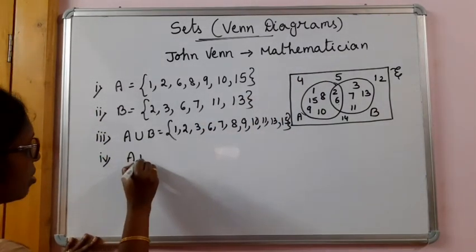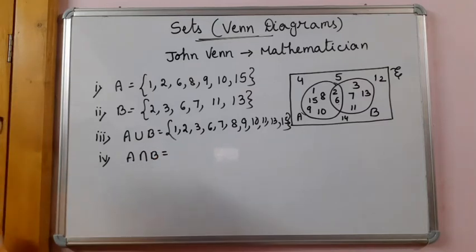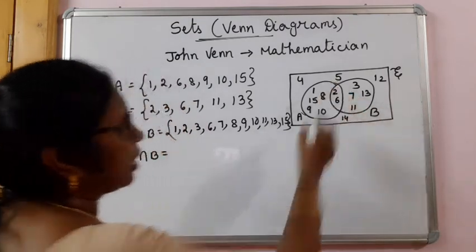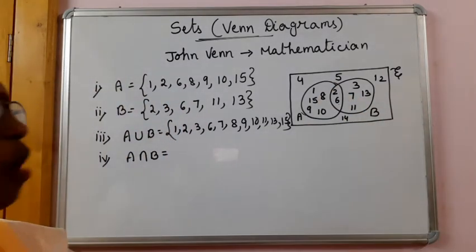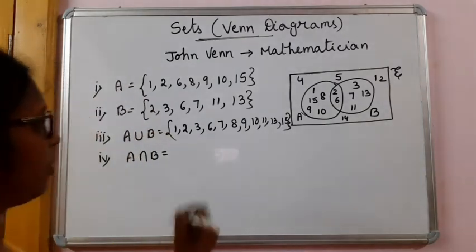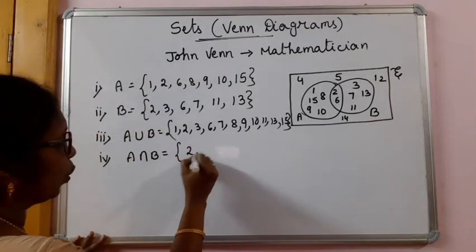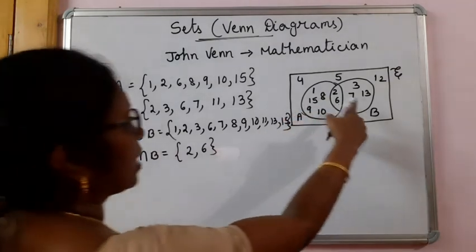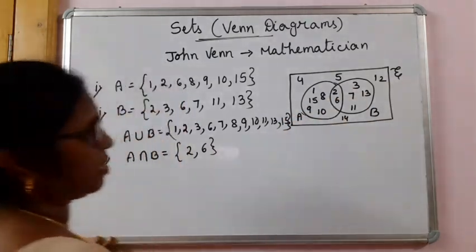Now let us write how to find A intersection B from the Venn diagram. A intersection B means the elements which are common in both the sets. So they are 2, 6. Both the sets have them in common. This is the common space.